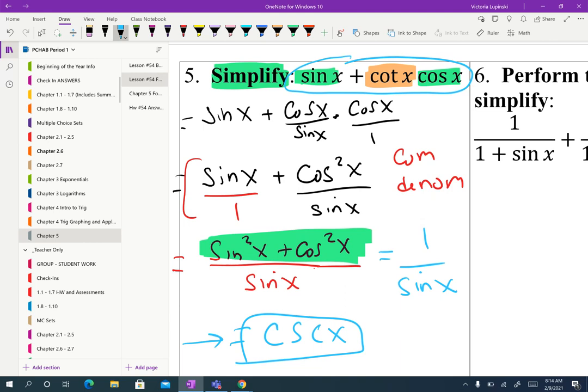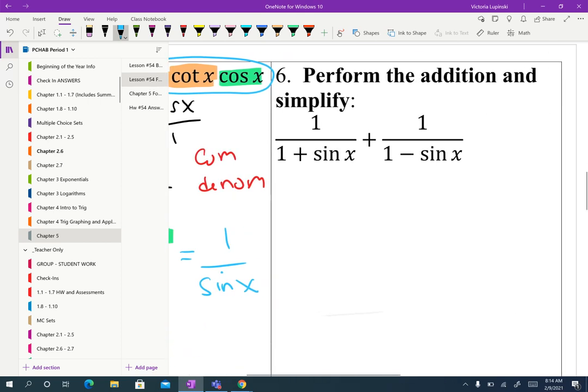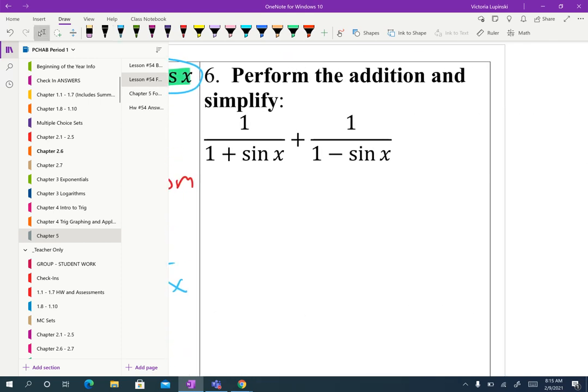But again, when it says simplify, those are sometimes the hardest to figure out how to get started. But the whole point of this lesson is to give you some tips of how you would get started. So take a look over here at number 6, perform the addition and simplify. The fact that they're telling you to perform the addition is helpful because they're telling you literally to add these two things. The way that you're going to add these two fractions is the same way you did in the previous problem. You're going to find a common denominator.